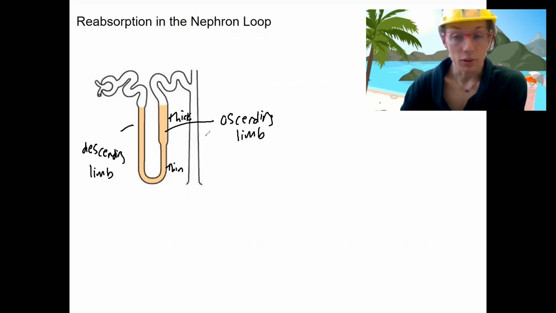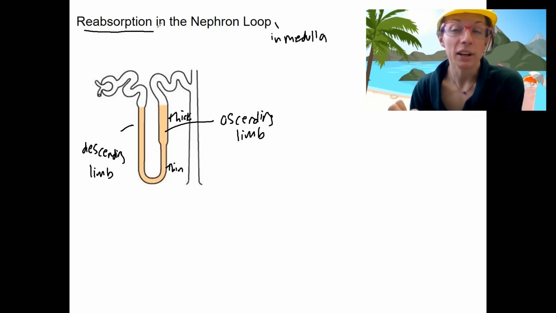But throughout this whole loop here, this is looped down into where? The medulla. So this is in the medulla. We'll see that in just a minute. We're going to have reabsorption. So only things moving out of the nephron loop to where? To the blood. It's going to enter either the vasa recta or peritubular capillaries.